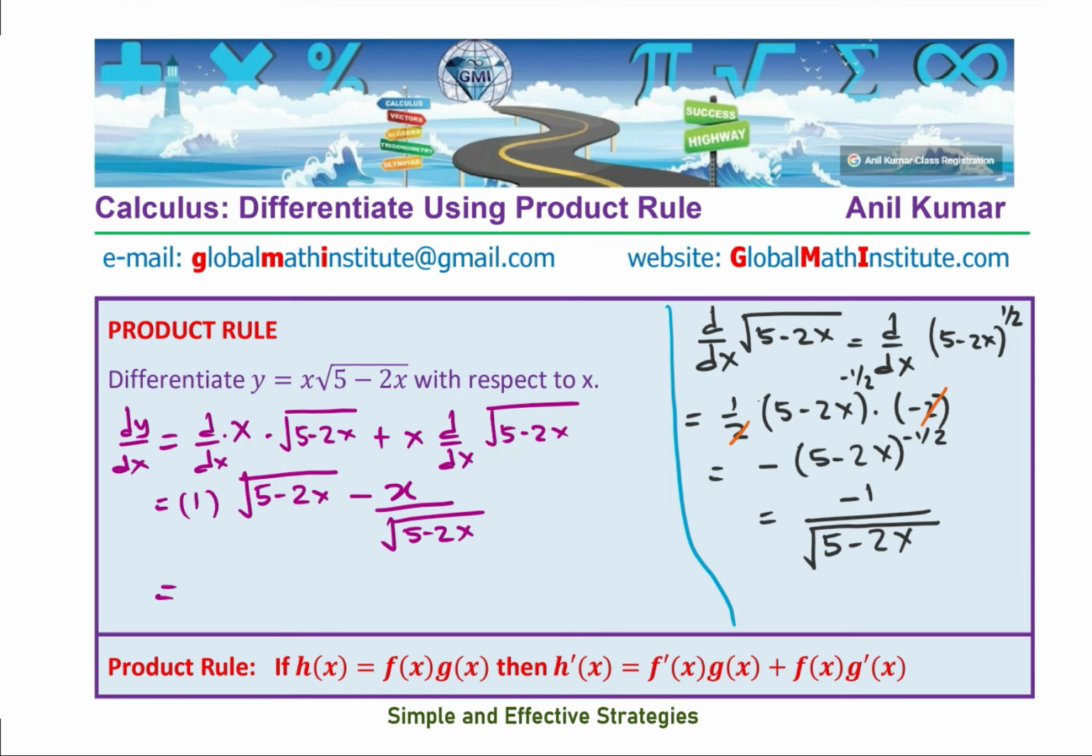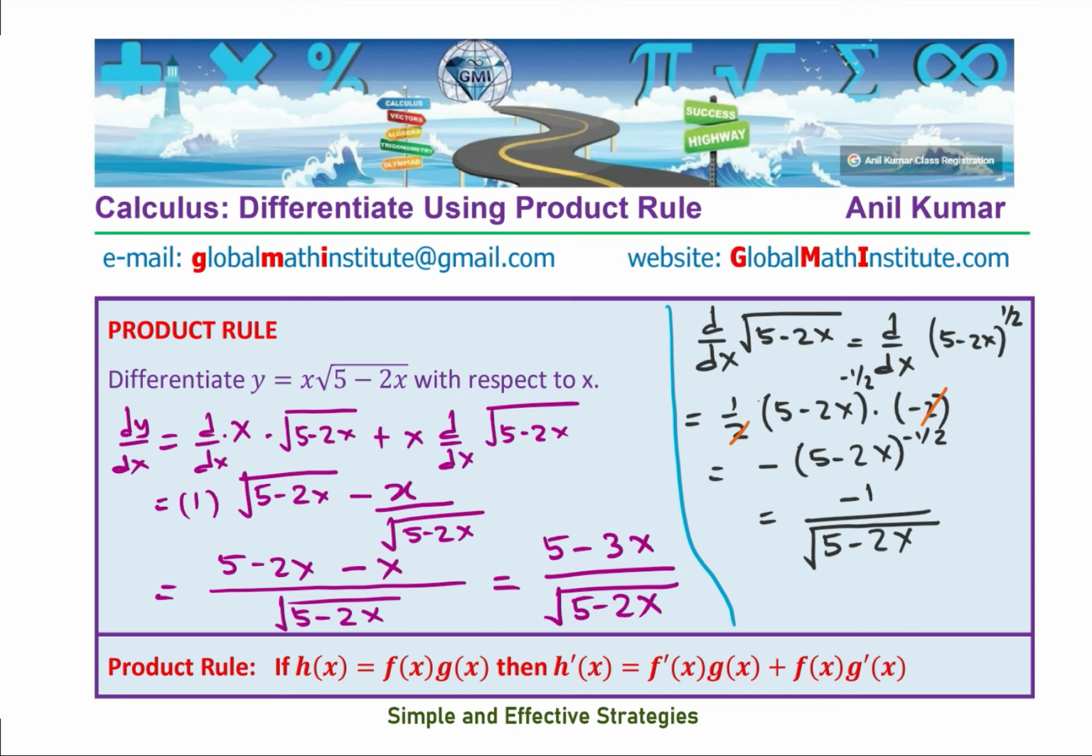Now to simplify, let's take a common denominator, which is square root of 5 minus 2x. So that gets multiplied here. So we get 5 minus 2x minus x, and that can be written as 5 minus 3x over square root of 5 minus 2x. Is that clear to you? So just to show you how we get the derivative of this function, I've broken it down into smaller steps, right? And then taken up this derivative right here. Perfect.